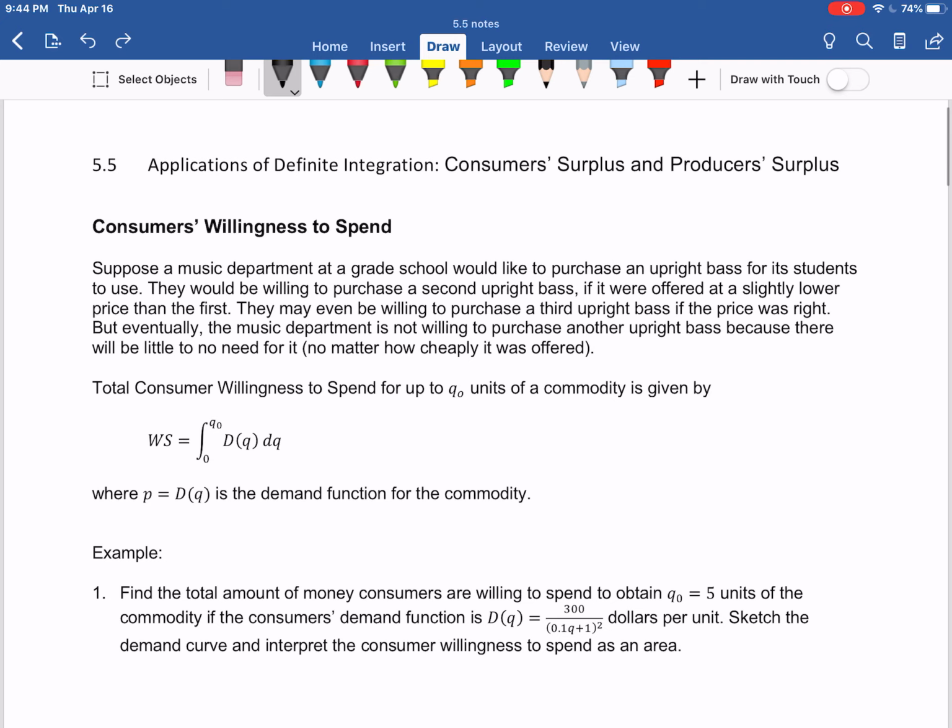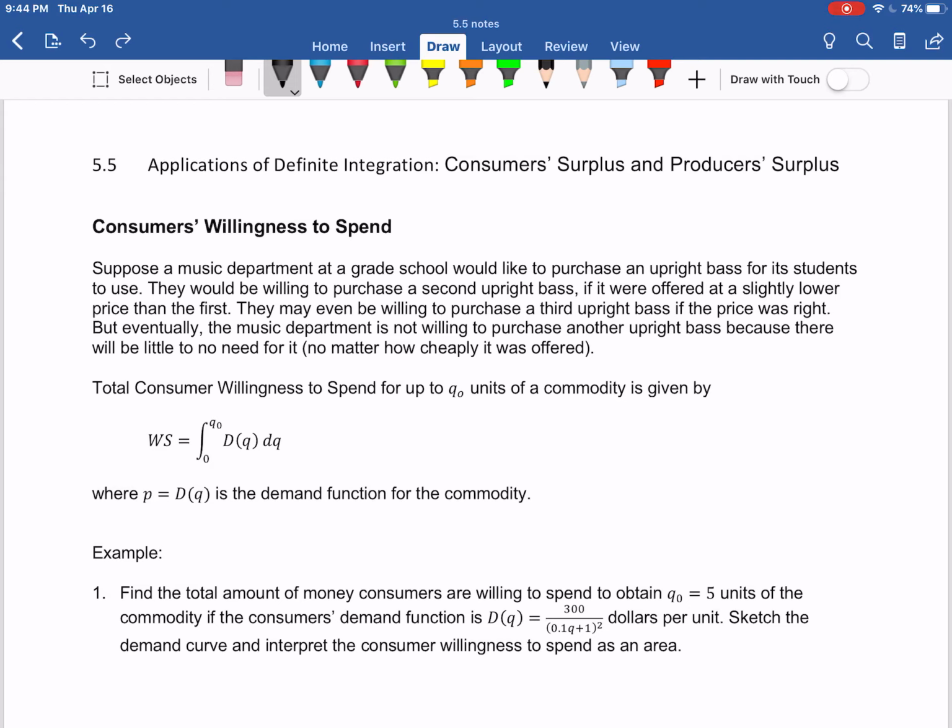Here's an example. Suppose a music department at a grade school wants to purchase an upright bass for its students to use, maybe in a symphony group, right? The school would be willing to purchase a second upright bass if it were offered at a slightly lower price than the first. Like a buy one, get one half off kind of deal. They may even be willing to purchase a third upright bass if the price was right.